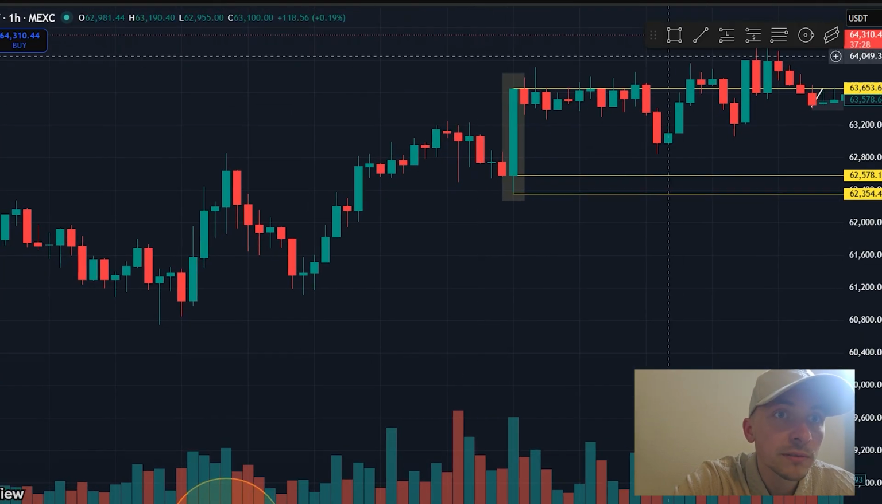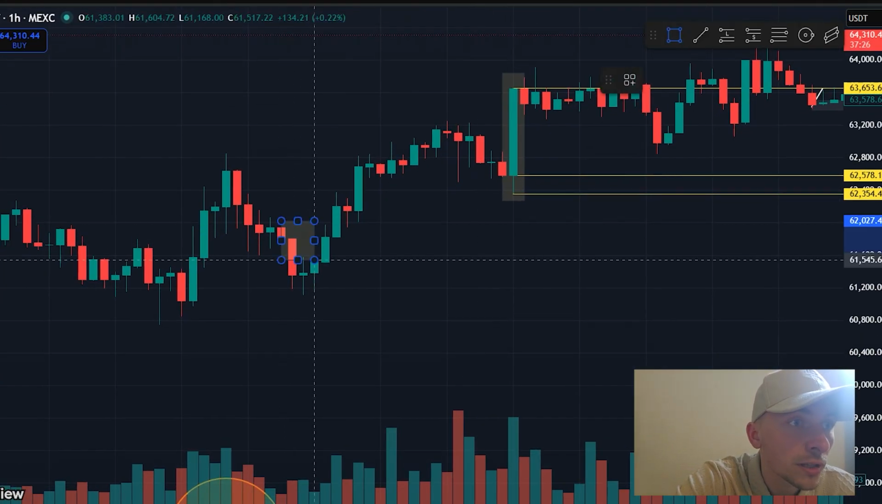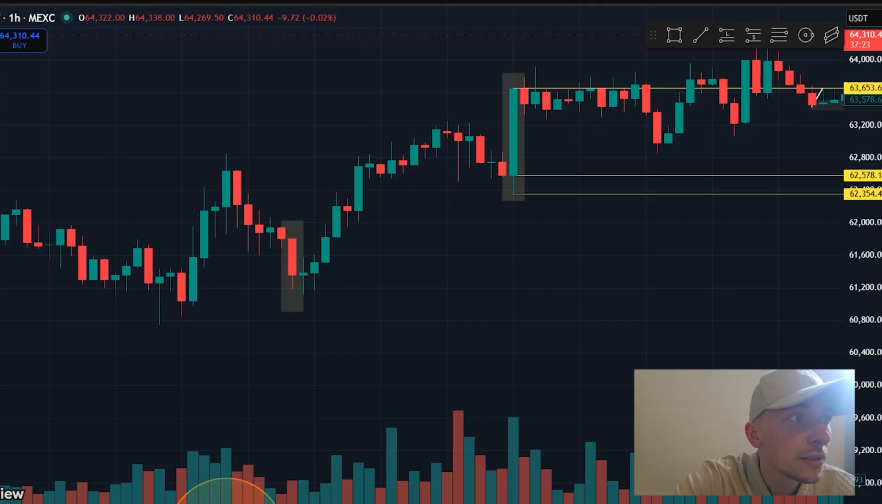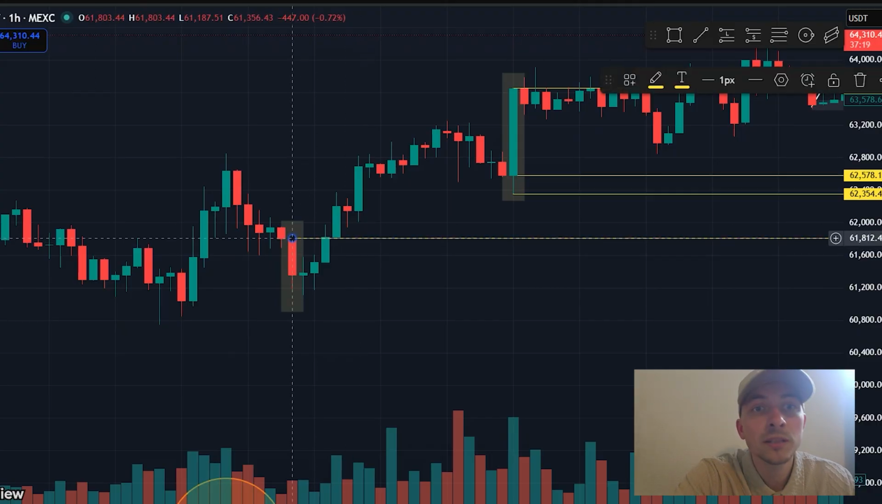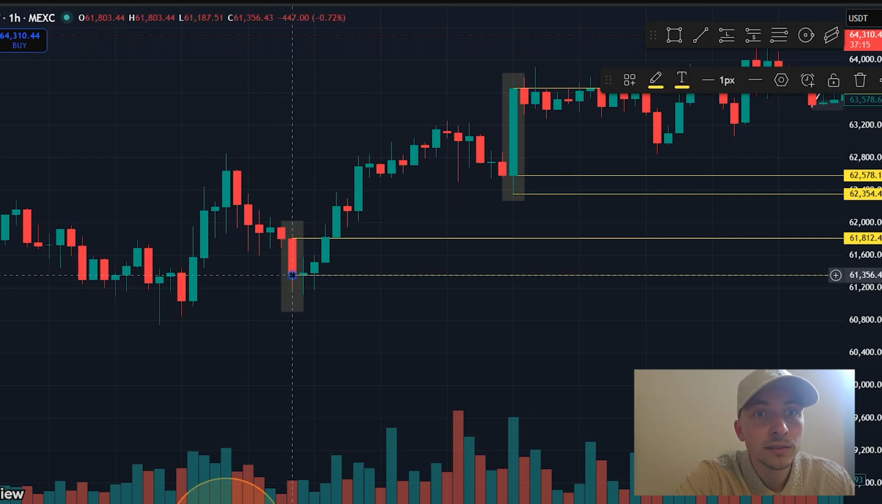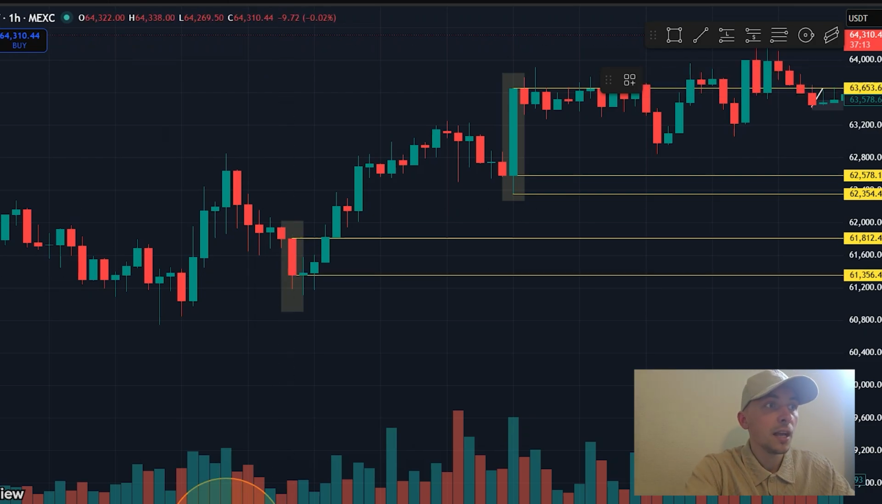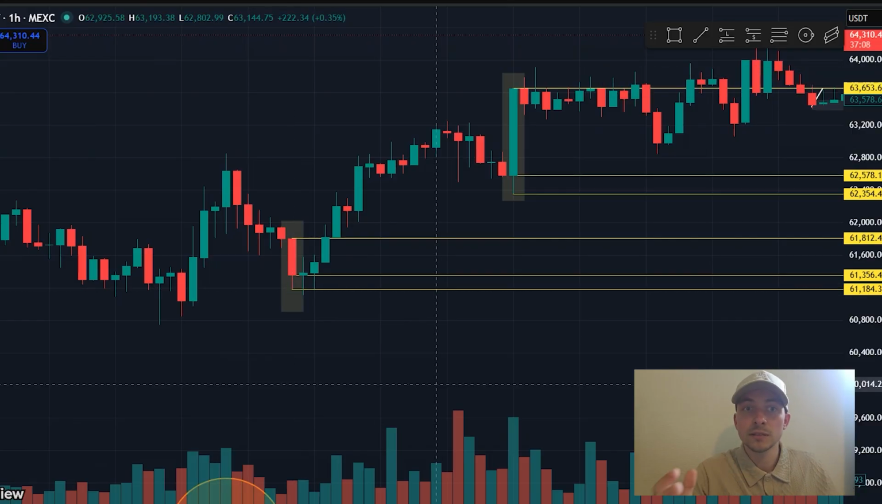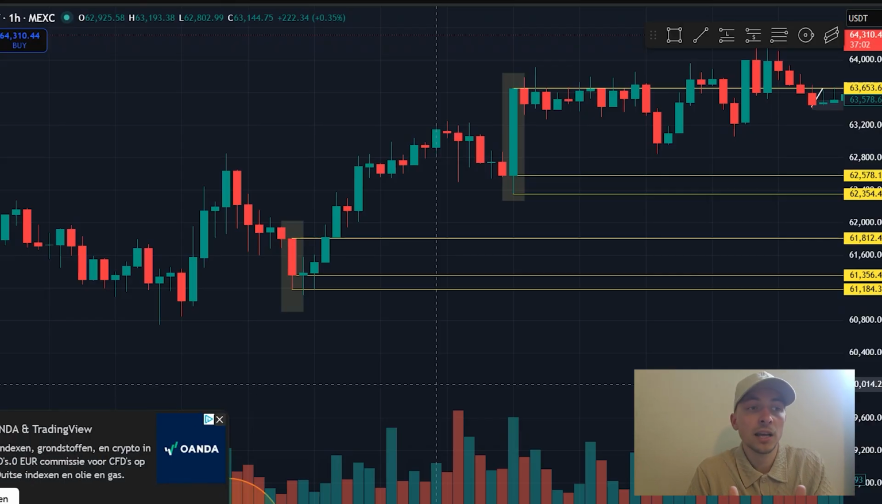Same goes with the red candles. We can check this one. We have the opening price here, 61,800. We have the close price right here, 61,350, and we have the lowest price, 61,180 bucks. So this is how you're reading the candles, and every candle has a story which you have to understand if you want to make the correct trade.